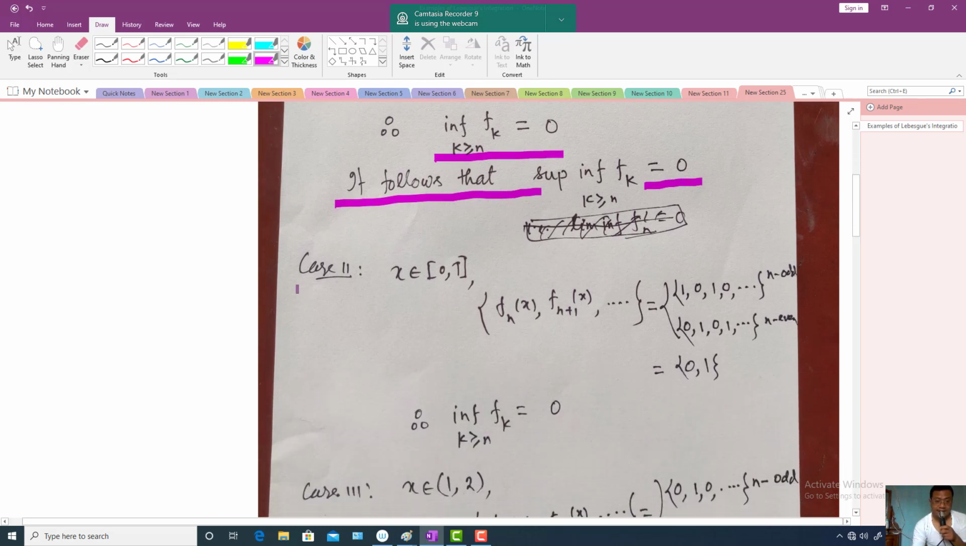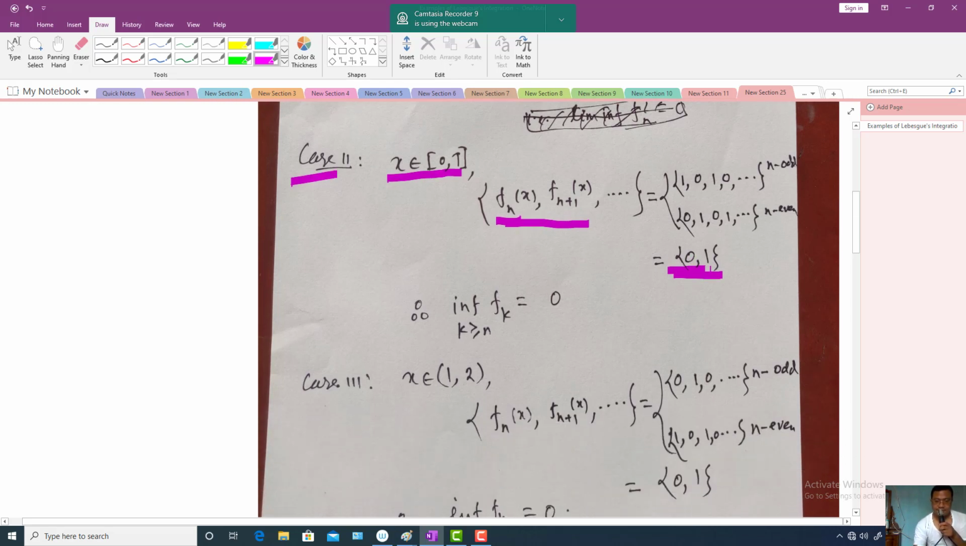Right? So let us see the case when x is a member of (0,2). In this situation, let us see, if x is a member of (0,1), then if n is odd, it is equal to 1, right? The next is even. In case of even, x should be in (1,2). So if x is in (0,1), that is 0. That means this sequence of functions is equal to 1, 0, 1, 0 like this when n is odd. When n is even, this is equal to 0, 1, 0, 1 like this. So ultimately these two sets are exactly equal to {0,1}, this finite set. If you take the infimum of this 0 and 1, obviously it is 0. So the infimum over k greater than or equal to n of f_k is equal to 0.